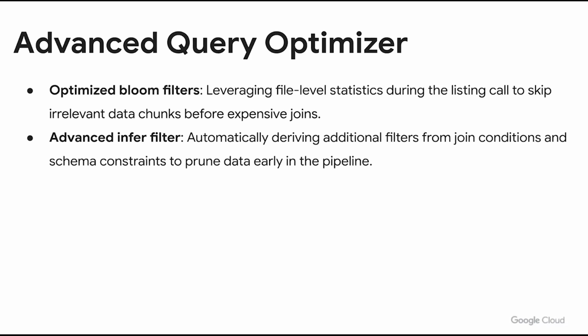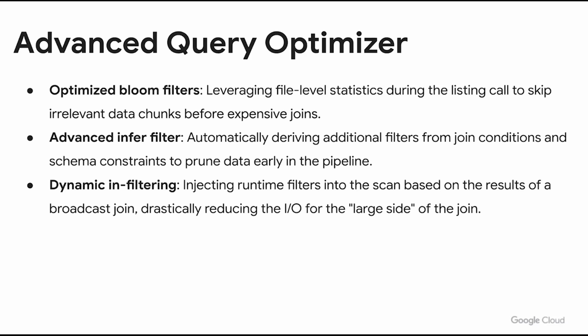Next, we have the advanced infer filters. Often when you write SQL queries, you have certain hidden filters that aren't explicit in your code, but they can be figured out from the join conditions or even filters that you have put on other tables. Our optimizer automatically finds these hidden constraints and pushes them as close to the storage layer as possible. When you catch these filters early, you can prune the data before it ever moves up in the pipeline.